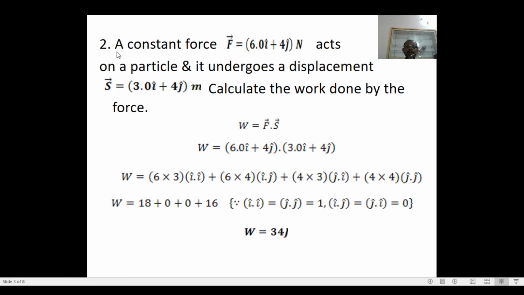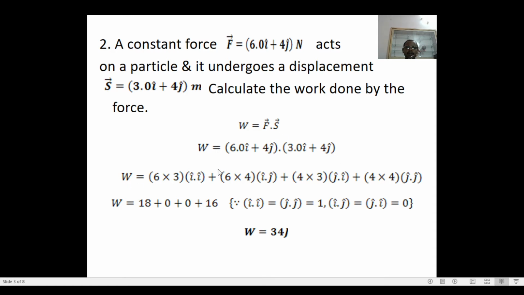Problem number 2. A constant force vector F is equal to 6.0 i cap plus 4 j cap Newton acts on a particle and it undergoes a displacement vector S is equal to 3.0 i cap plus 4 j cap meter. Calculate the work done by the force. Now we know that work done is equal to vector F dot vector S. Substitute vector F 6.0 i cap plus 4 j cap. Vector S is 3.0 i cap plus 4 j cap.